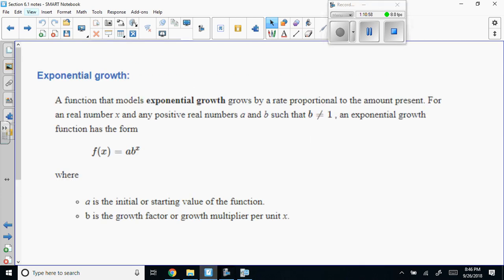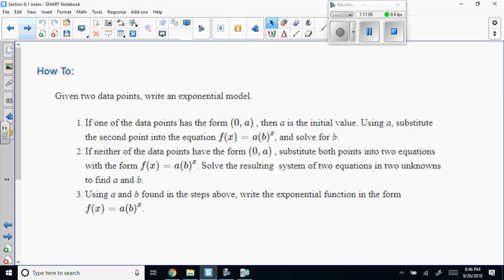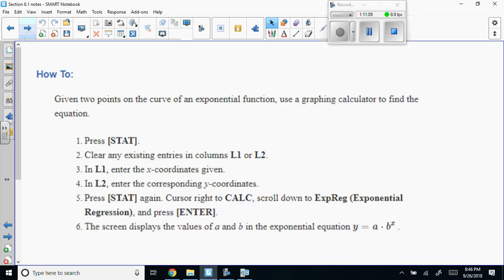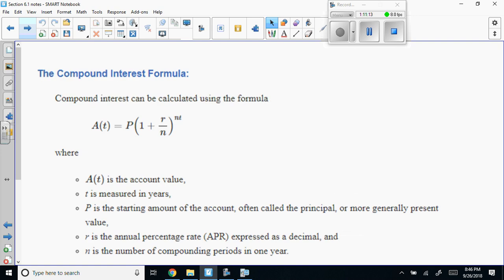So we looked at some graphs, right? We looked at growths and all that other stuff. How to? Don't worry about that. I'll teach you that. We won't ever do that, but we'll do compound interest. So this compound interest thing is pretty cool.